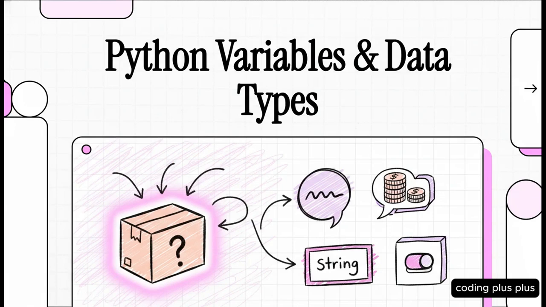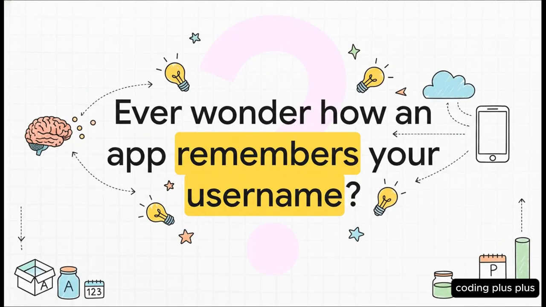All right, let's jump right in. In this explainer, we're going to pull back the curtain on two of the most fundamental ideas in all of programming: variables and data types. By the end of this, you'll get the secret behind how literally every piece of software you use manages to remember stuff. So, let's start with a really simple question.